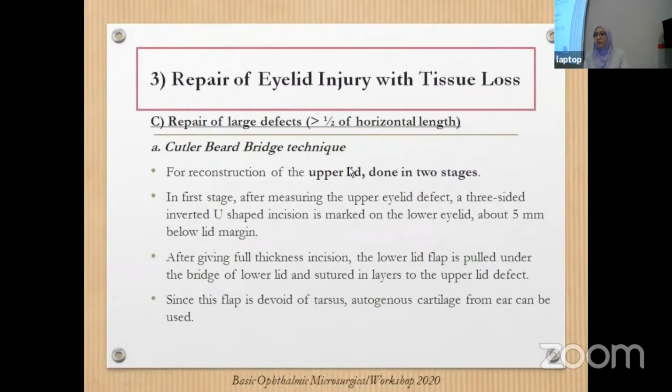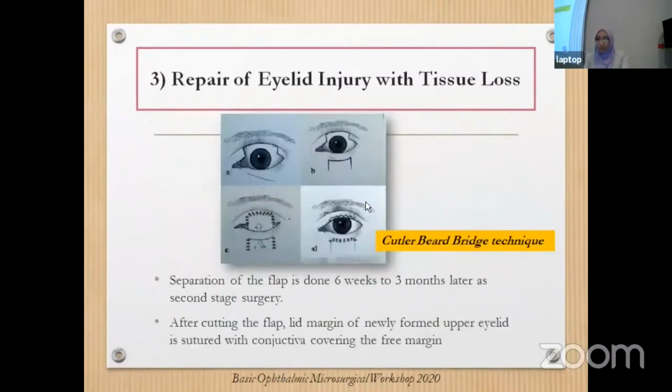If the defect is very large, more than half of the horizontal length, more than 50%, we can use the Cutler-Beard bridge technique. Usually this technique is done in 2 stages, also by the oculoplastic team, for reconstruction of the upper eyelid. This is an example of the Cutler-Beard bridge technique. This is the defect. It's larger than just now, more than 50%.